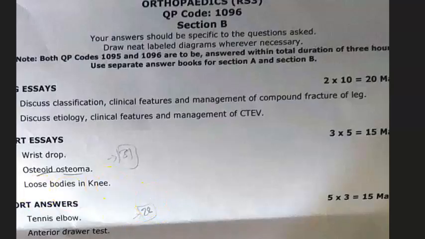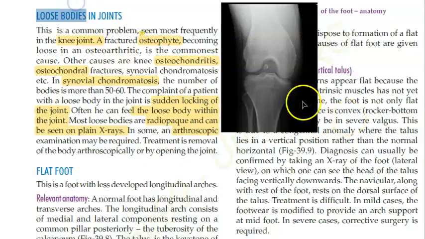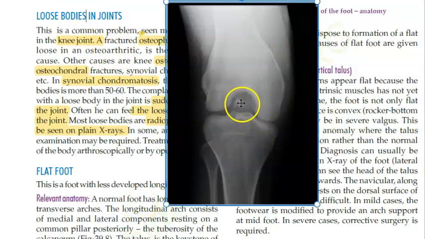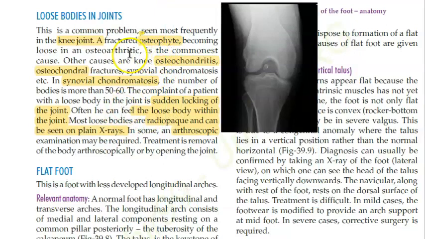Now let us look at this question, loose bodies in the knee. Okay, this one, loose bodies in the knee. This we have already studied in our videos. Here you can see a loose body, right? In the knee joint here, you can see one loose body. So basically it is most commonly seen in the knee joint. So this is nothing but an osteophyte. Okay, that is a bony lump, bony spur.